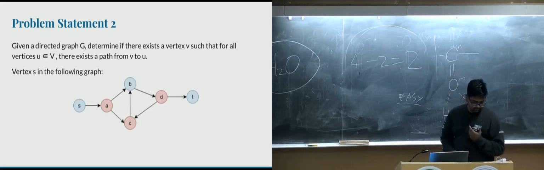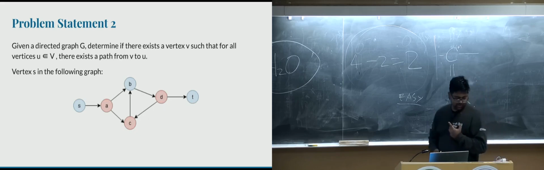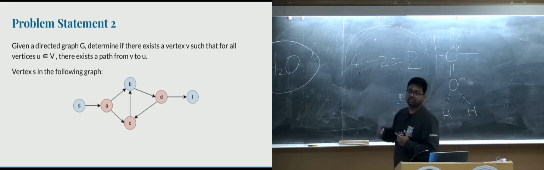So in this graph, which vertex is that particular thing that we are searching for?